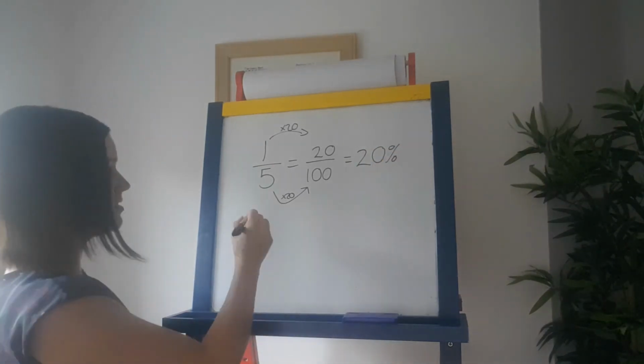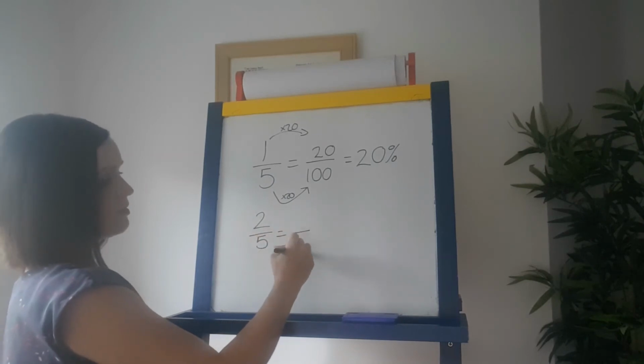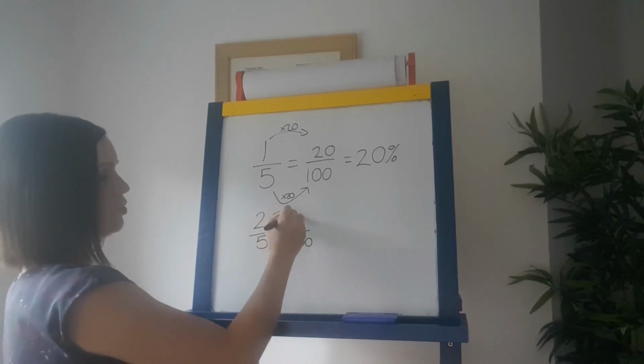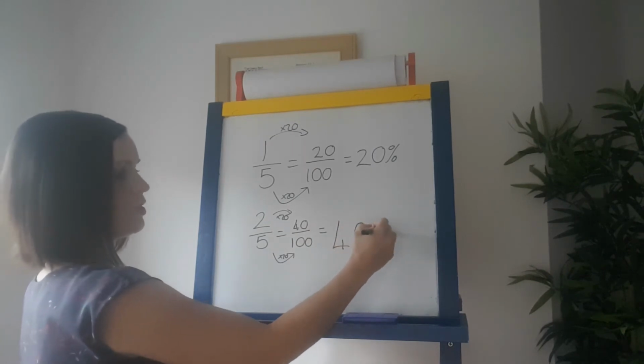So the rest of your fifths, 2/5, multiplied by 20, so 2 20s are 40. So that equals 40%.